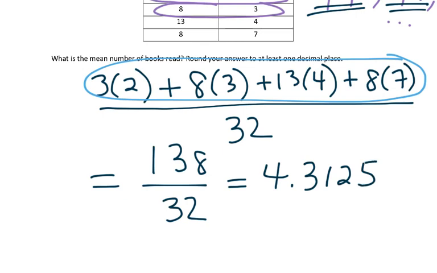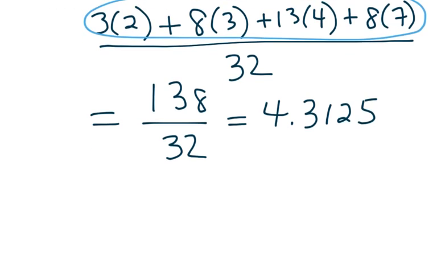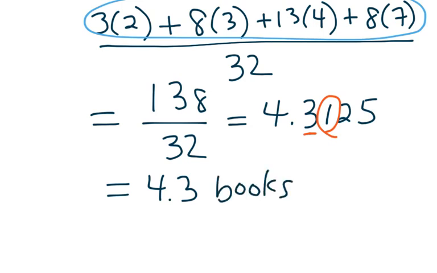And then it says round your answer to at least 1 decimal place. So if I want 1 decimal place, I'm going to look at the 1. Well, the 1 is not 5 or bigger, so it's just going to stay as 4.3. So on average, they read about 4.3 books. That's what these students read.